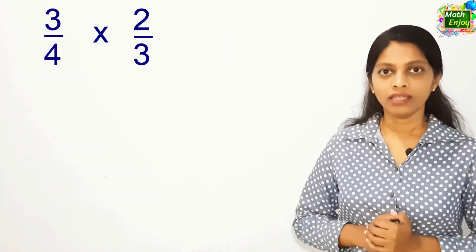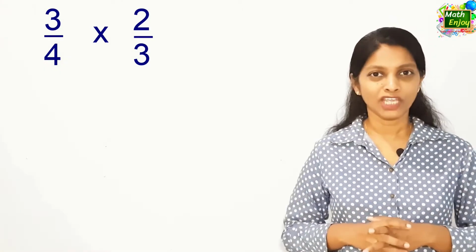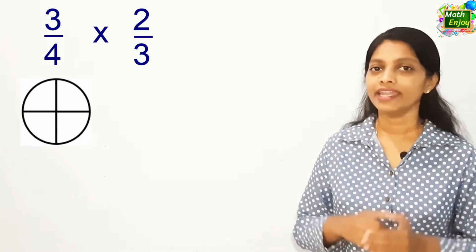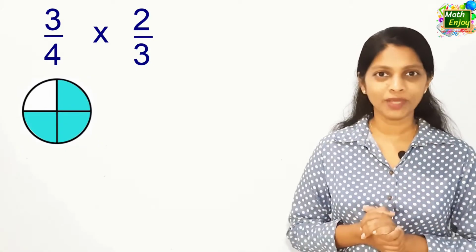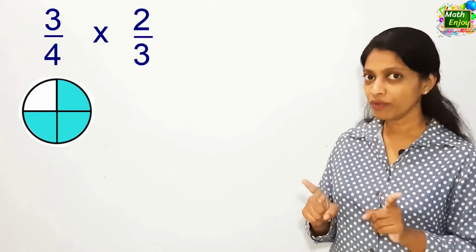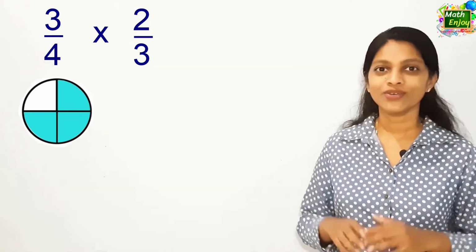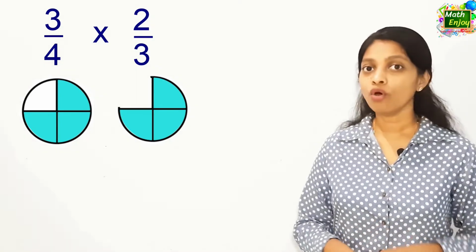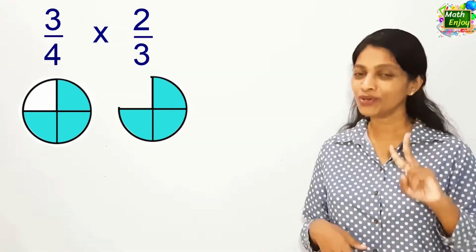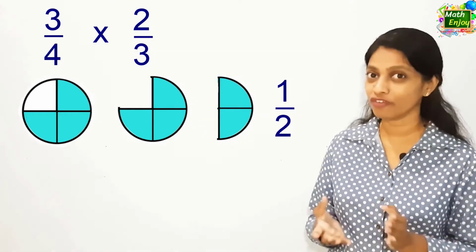Look at this one. 3 over 4 multiplied by 2 over 3. To represent 3 over 4, I will take a circle and divide it into 4 equal parts. I will shade 3 parts to represent 3 over 4. Now I want to take 2/3 of this figure because we have to multiply 3 over 4 by 2 over 3. So I'll divide this figure into 3 equal parts in this way. I want 2/3. So I'll select 2 parts out of these 3 parts. You can see it is exactly half of the circle.